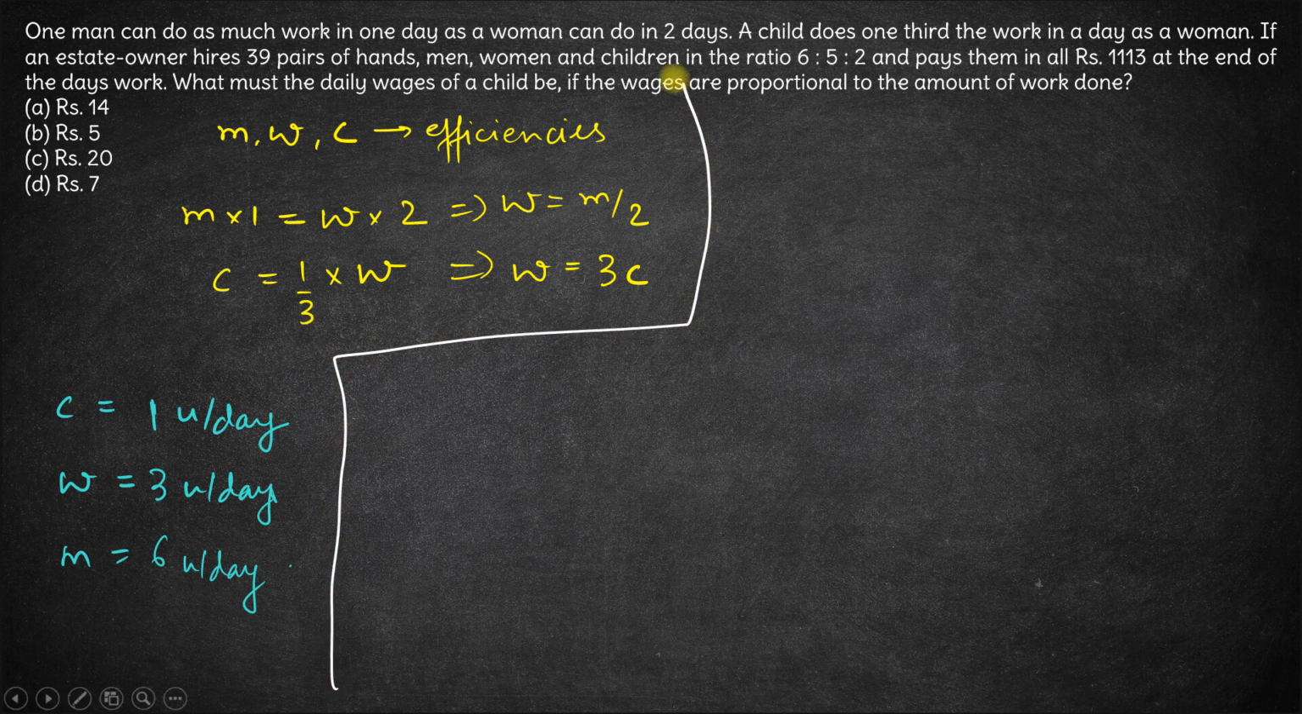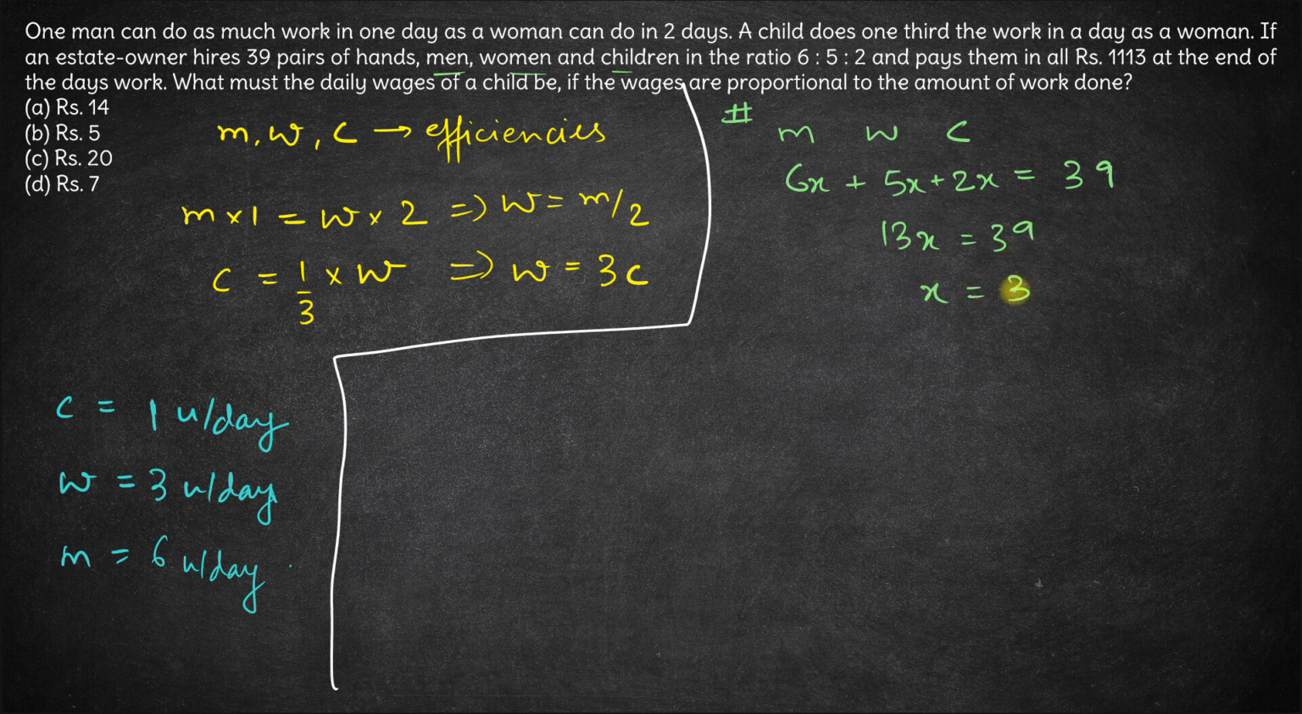Fine. Next, it's given that a man hires 39 pair of hands of men, women and children in the ratio of 6:5:4. So the number of men, women and children are in the ratio of 6:5:2. So let's say there are 6x men, 5x women, 2x children, and the total number of people that he has hired is 39. So 6 plus 5 is 11, 11 plus 2 is 13x, which is equal to 39. Hence x comes out to be 3. That means the number of men that he has hired is 6 times 3, 18. Number of women is 5 into 3, 15. And the number of children is twice of 3, which is 6.